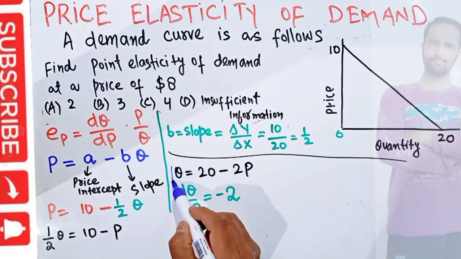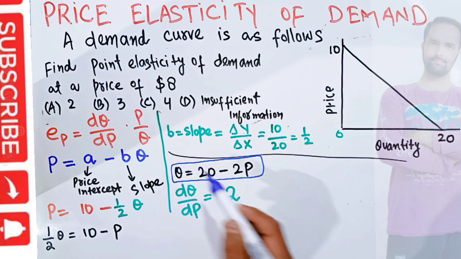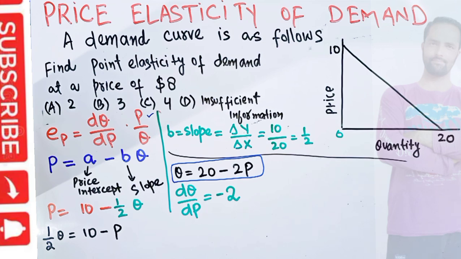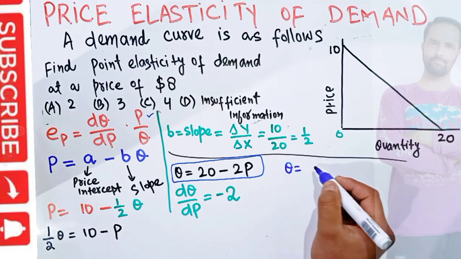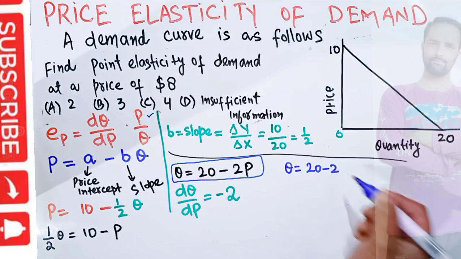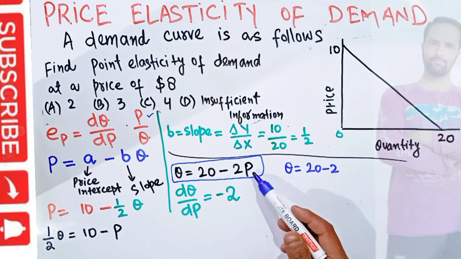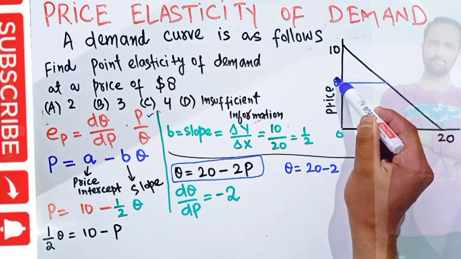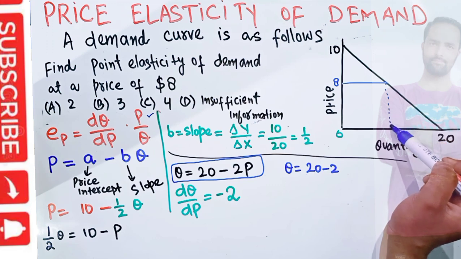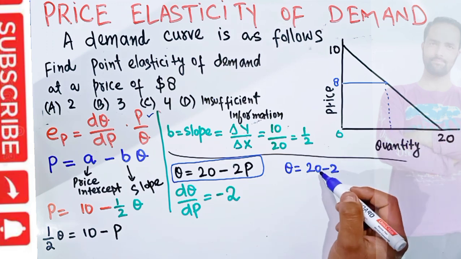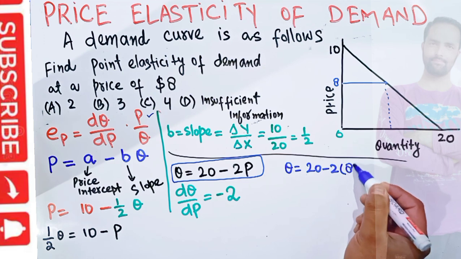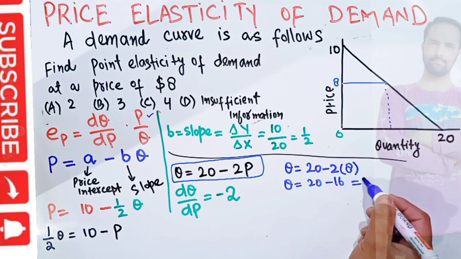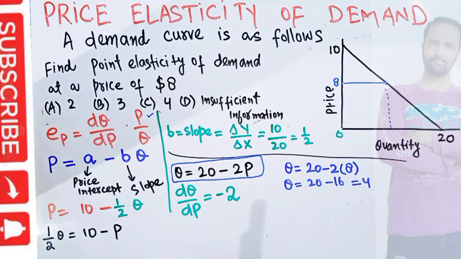Given this demand function, we also need to find out the value of Q, because P is being given to us. dQ upon dP we calculated as minus 2. We need to find out Q. So Q will be equal to simply 20 minus 2P. What is P? P is being given to us as 8. We need to find out the price elasticity when price is equal to 8. Corresponding to this, we need to find out Q. The value of Q will be equal to 20 minus 2 times 8, 2 eights are 16, which comes out to be 4. So we got all the stuff here.